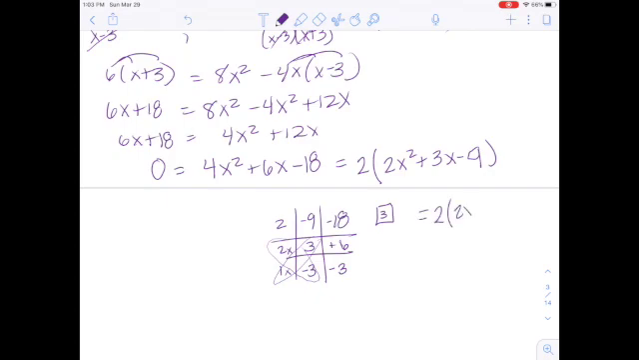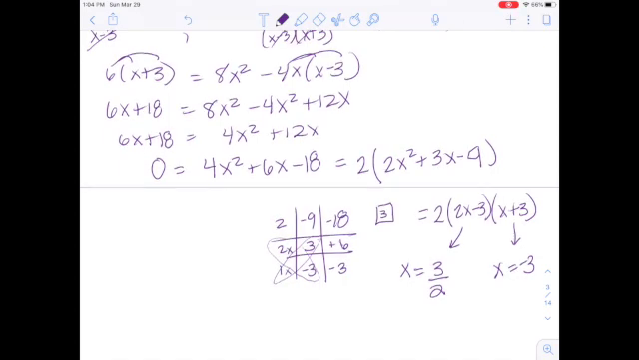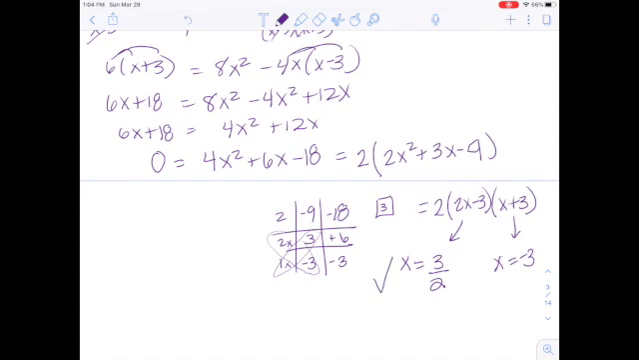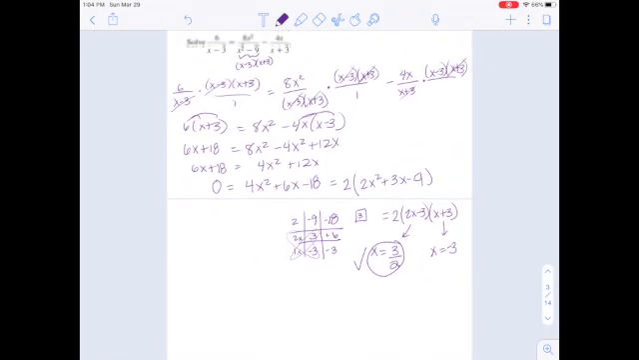Whew. And here we go. We've got 2 times 2x minus 3 times x plus 3. So right here, we've got a solution of x is equal to 3 over 2 when you set it equal to 0, and x is equal to negative 3. Now you have to plug them all back in, and you'll notice that the answer of x is equal to 3/2 works. And then let's take a look. I'll show you what happens.